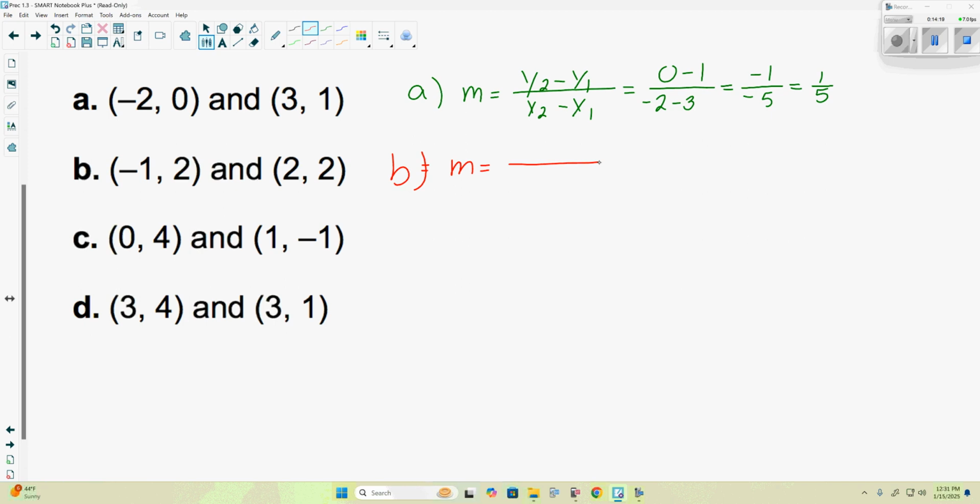Questions on the first one? Let's look at the second one. Well, both of the y values are 2. So we put the corresponding x values in. Well, 2 minus 2 on top is 0, negative 1 minus 2 is negative 3, and 0 divided by negative 3 is 0.